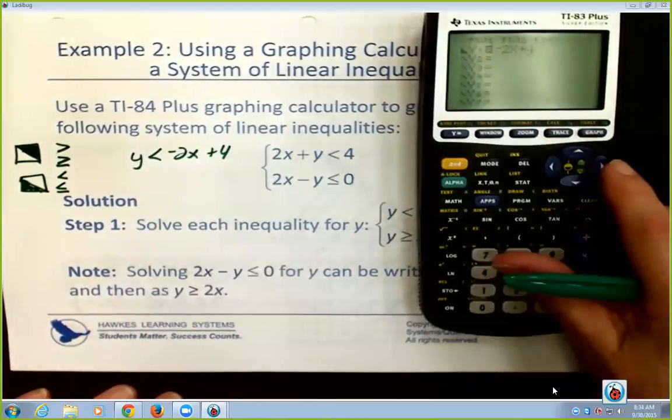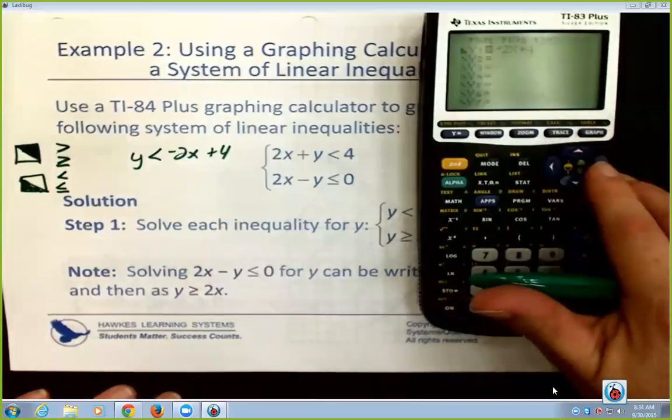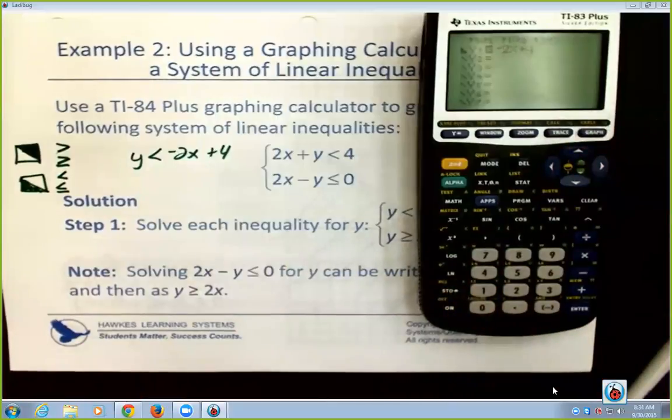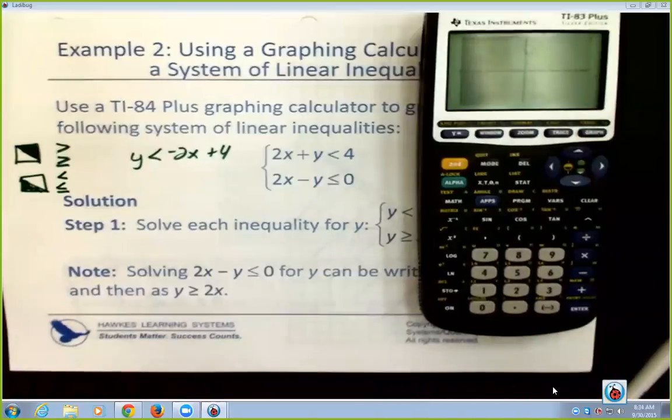So all I need to do now is arrow over again with my arrows right here and get back on top of the equation. So now, whoops, are we there? Oh, back arrow. And if you hit graph, you will see the shading that goes with that line.